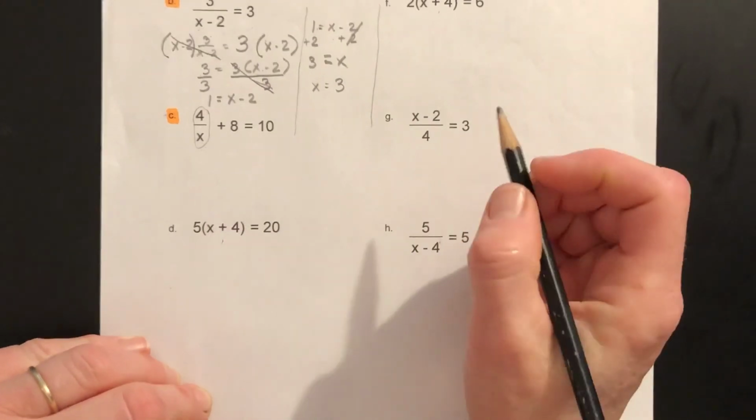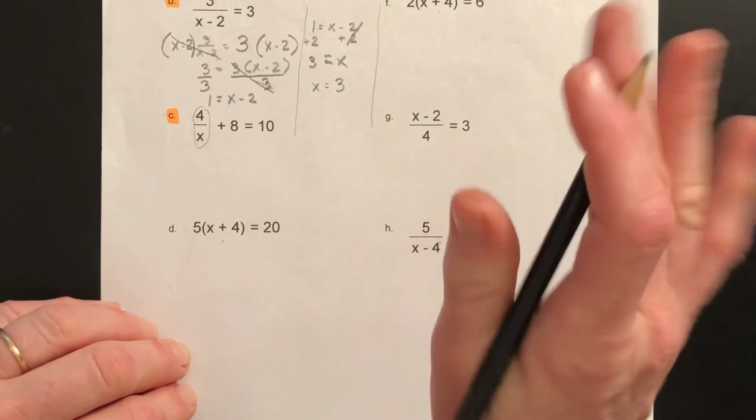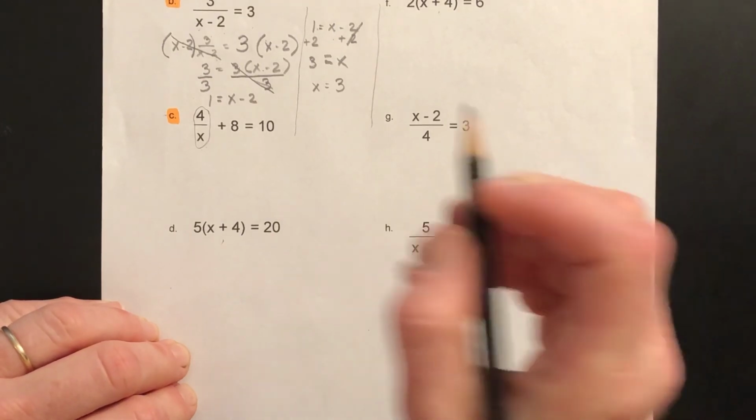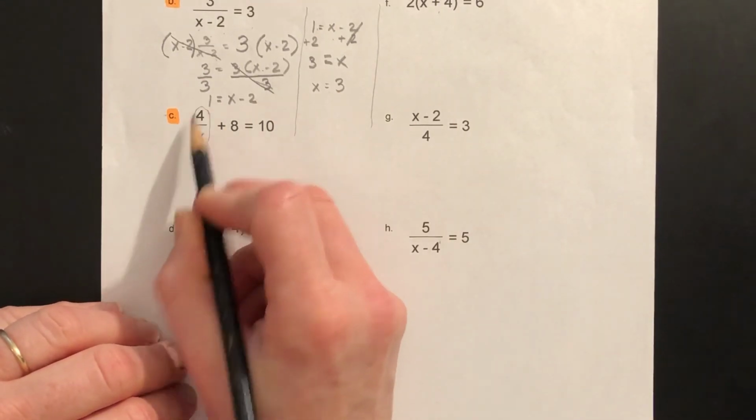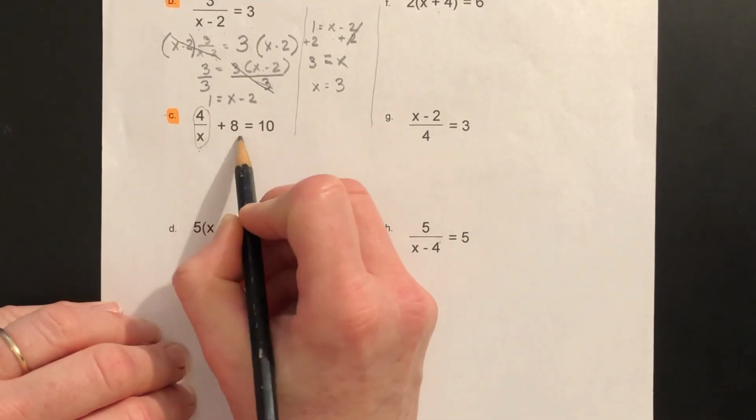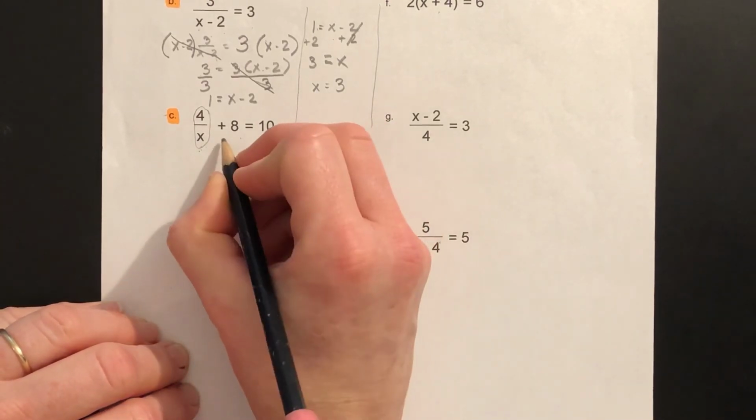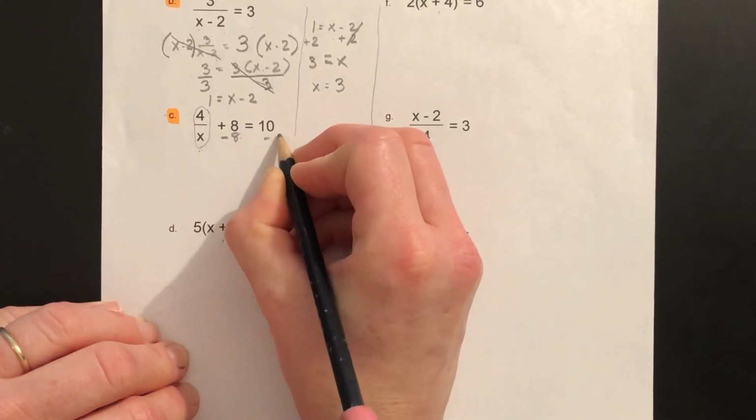Whew, almost got carried away. All right, so slow down. First, I have to isolate this term, and I have a plus 8 with it. So the inverse of plus 8 is minus 8. Subtract 8 from both sides.